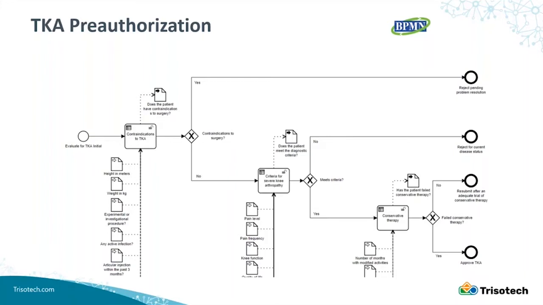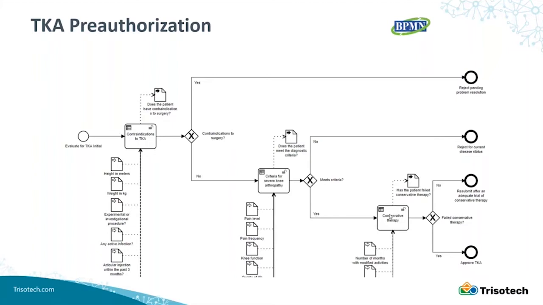And this is the process for pre-authorization. You go through several decisions. One, at the left, is contraindications for TKA. If there's a contraindication, then the person does not have the surgery. If there isn't, then you have to determine: does the person meet the criteria for having the procedure based upon severity? If they don't, then they're rejected, and you might do an alternative care.